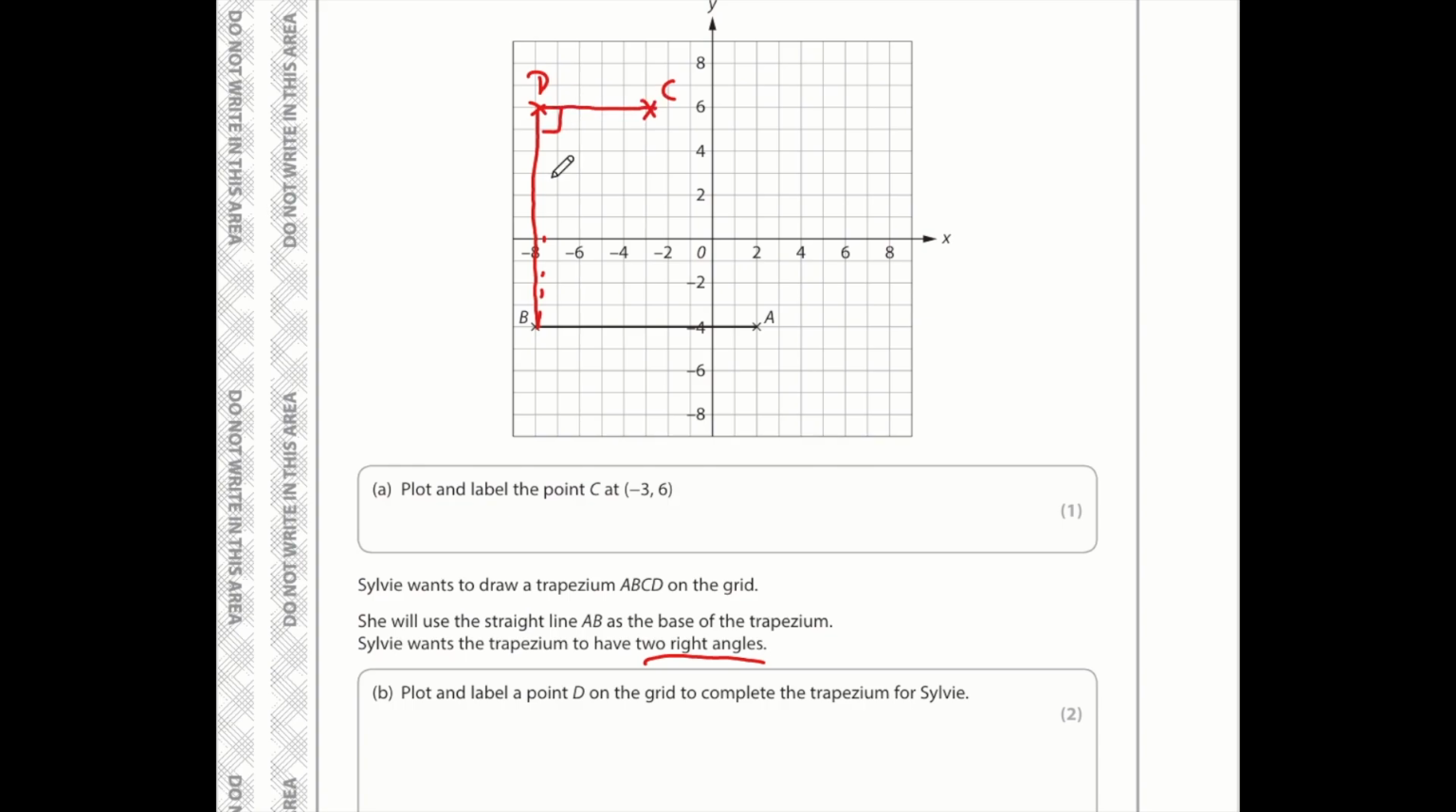So there's one right angle there, there's another right angle there, and this is a trapezium because it's got 1 pair of parallel sides. And there we go. So I've plotted and I've labelled point D. I didn't need to actually draw the trapezium, but there we go.